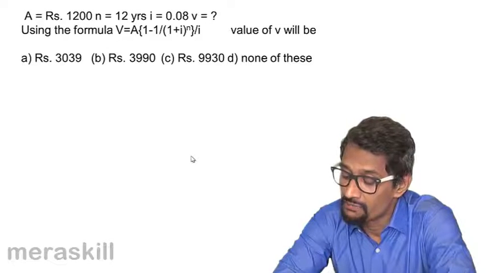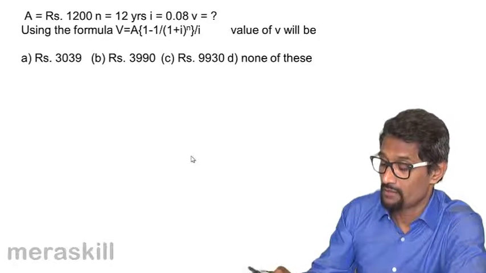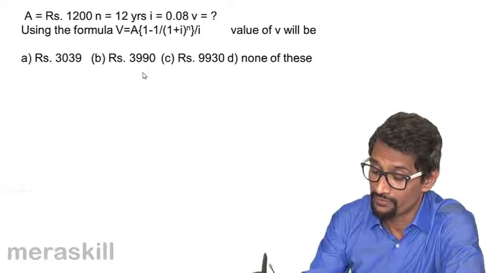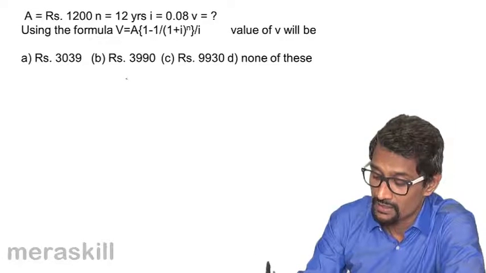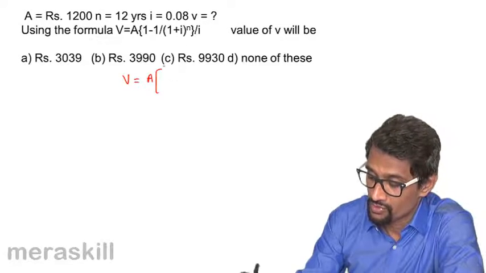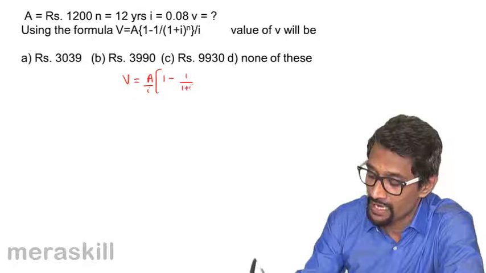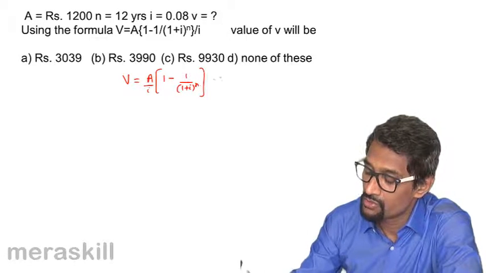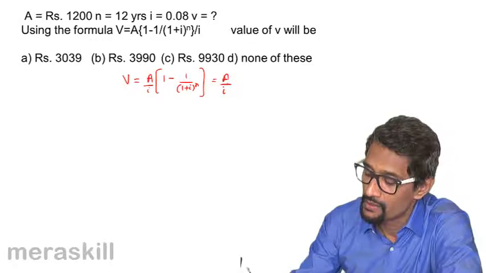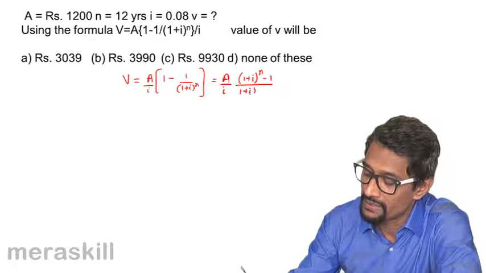Right? So that means what is the present value is what they're going to ask. The symbols used are different, so they are using the formula they have given. V is equal to A into, so it's going to be A by I into 1 minus 1 upon 1 plus I raised to n, which can also be written as A by I into 1 plus I raised to n, if you take the LCM, minus 1 upon 1 plus I raised to n. So this is the formula.